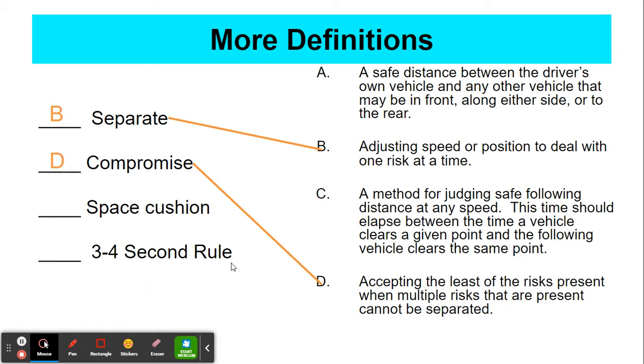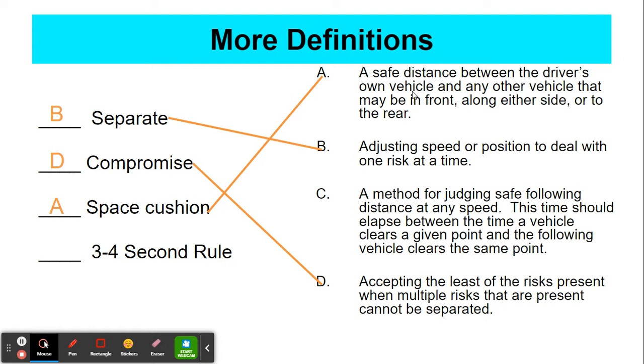Okay. Space cushion, if you guessed, is a safe distance between your vehicle and any other vehicle around your car: in front, on either side, or to the rear. That is space cushion. Now, I like to call the space cushion what you have in front of you, and I like to measure it in time, and what you have behind you, again measured in time. Is that car behind you 1 second away? Is it 2 seconds away?